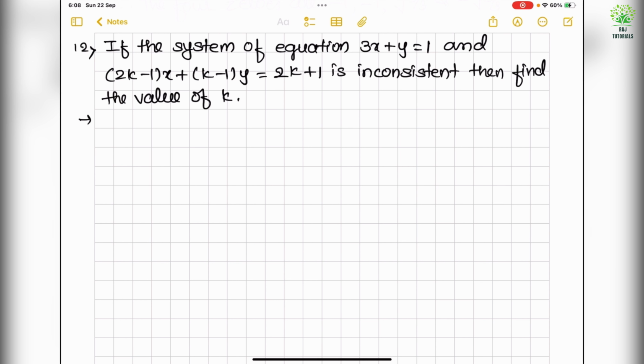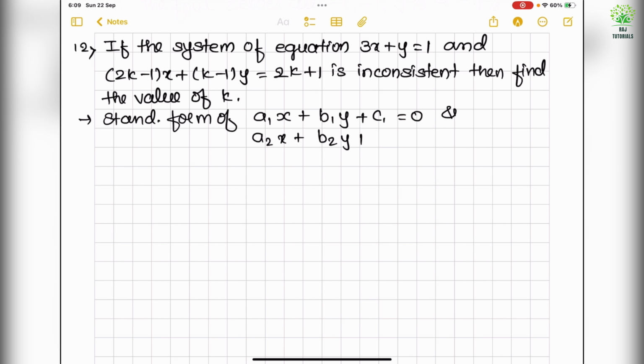Now next question is if the system of equation 3x plus y equal to 1 and 2k minus 1 into x plus k minus 1 into y equal to 2k plus 1 is inconsistent, then find the value of k. So we know that standard form of two linear equations are a1x plus b1y plus c1 equal to 0 and a2x plus b2y plus c2 equal to 0.